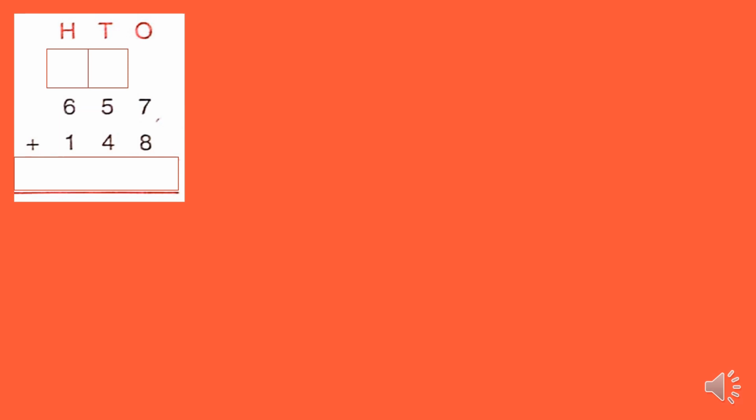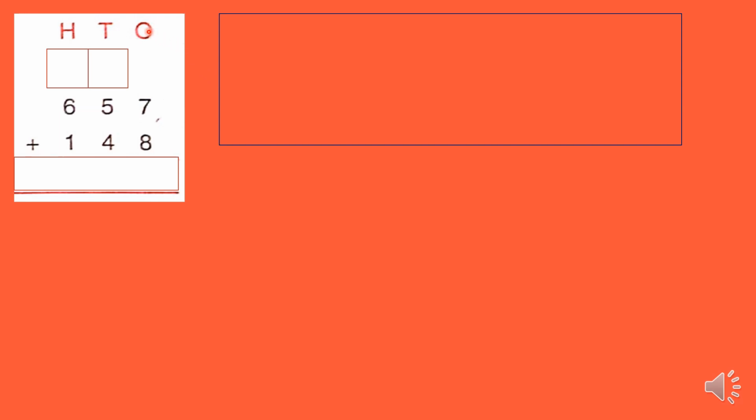When we are doing addition, we always start with the ones place digits only. Again and again, so many times I said, children, don't forget this point. Don't forget to start addition with the ones column digits. So the first step, we should add the ones column digits.